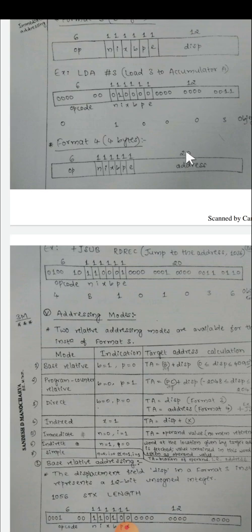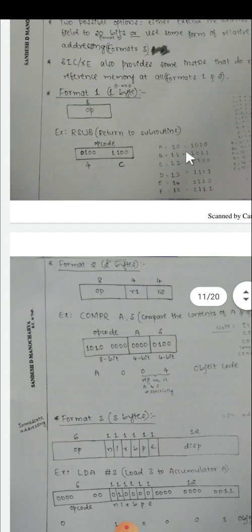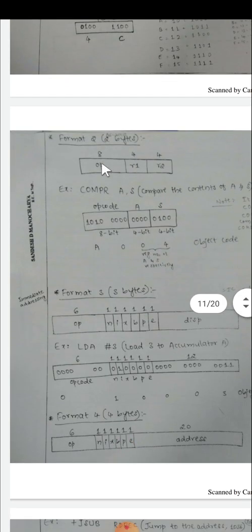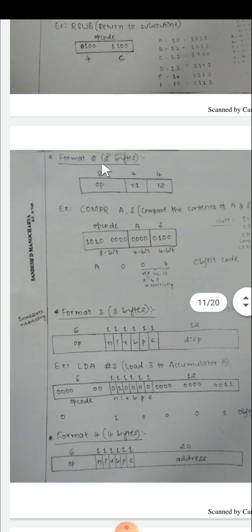So here in SIC/XE there are a total of 4 instruction formats. The first instruction format is of only 8 bits, that is, 8 bits are reserved for opcode. Format number 2 takes 2 bytes. In that, the first 8 bits are opcode, the next 4 bits are for register 1, and the last 4 bits for register 2. So here a total of 2 bytes are there, and 2 bytes are nothing but 16 bits.